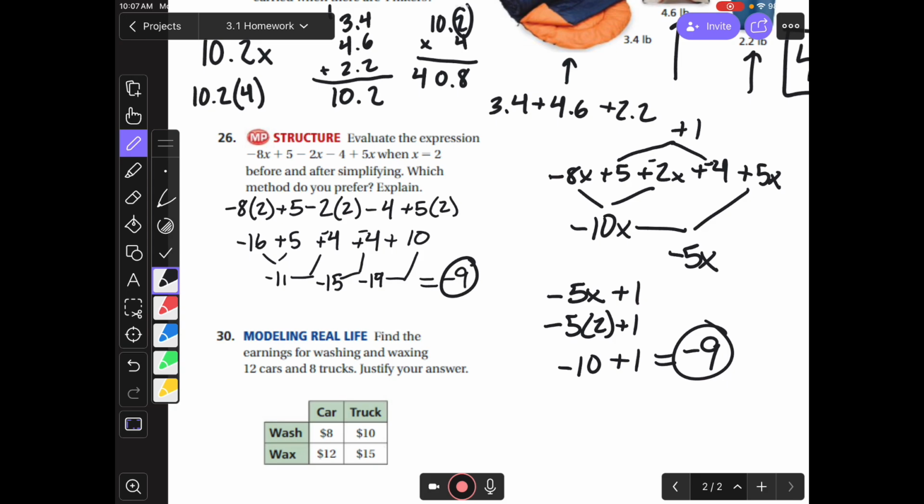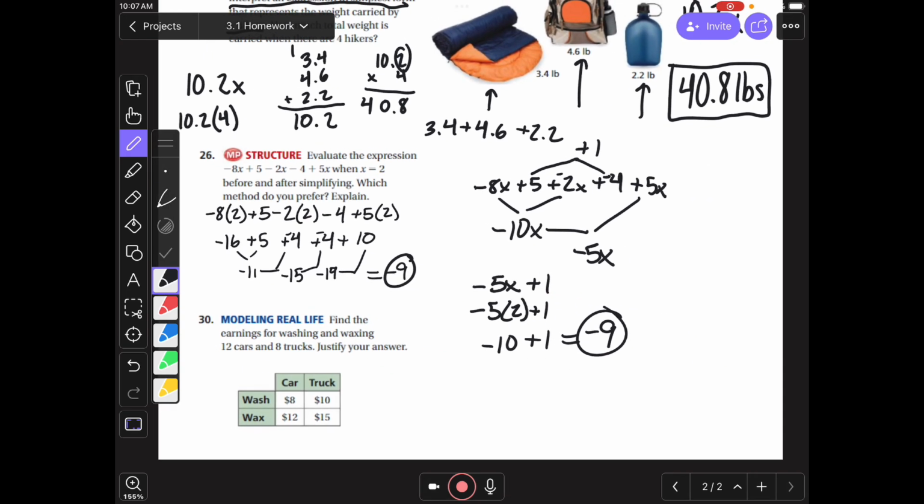When it says, what method do you prefer? Personally, I prefer this method, right? Get this into a simpler looking expression. I only have to substitute once, and then I can go from there. So when I explain, I would say, I only have to substitute one time. That would be why I like it a lot more.